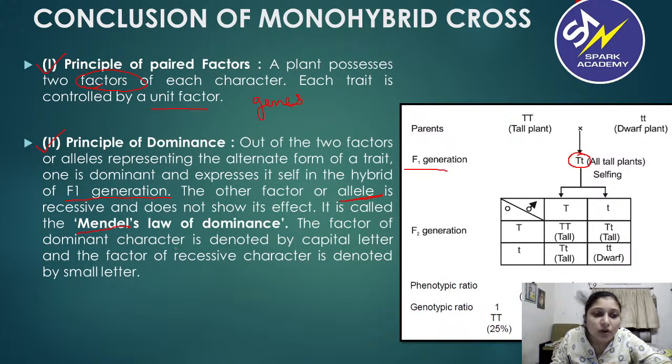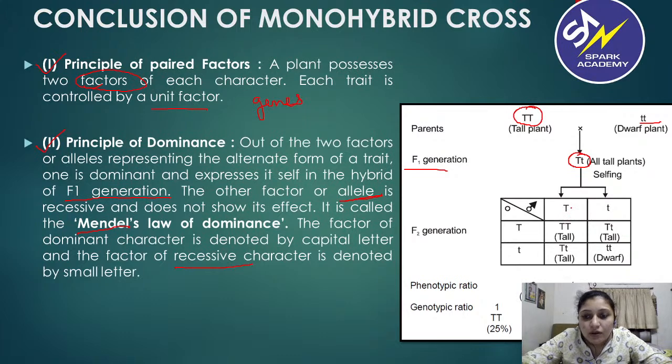The factor of a dominant character is denoted by a capital letter, and the factor of a recessive character is denoted by a small letter. So this is a monohybrid cross, tall plant and dwarf plant. Look here, it is written as capital letters, here it is small letters. And the F1 generation we write as hybrid, that is small t and capital T. For the F2 generation, we need to calculate it like this.